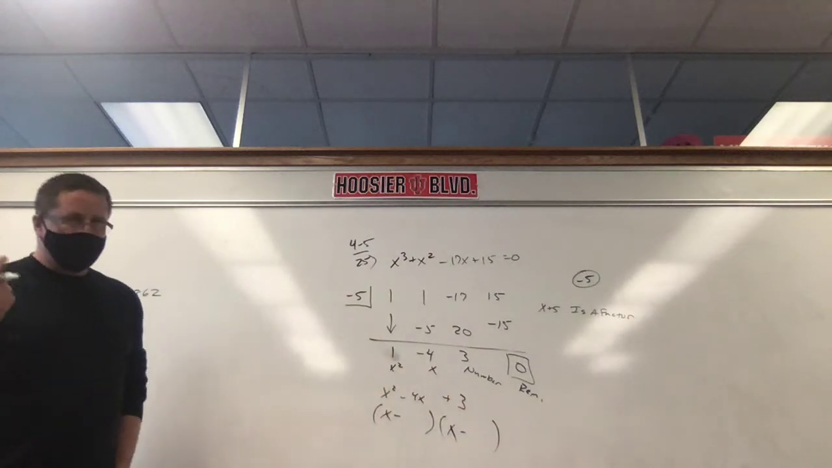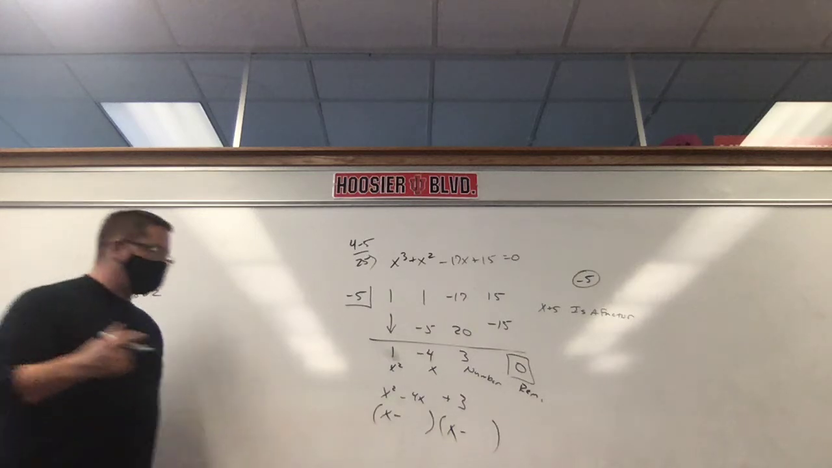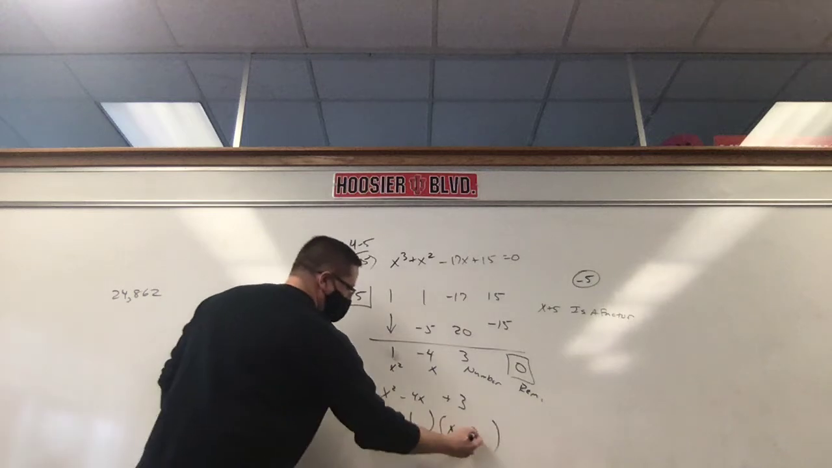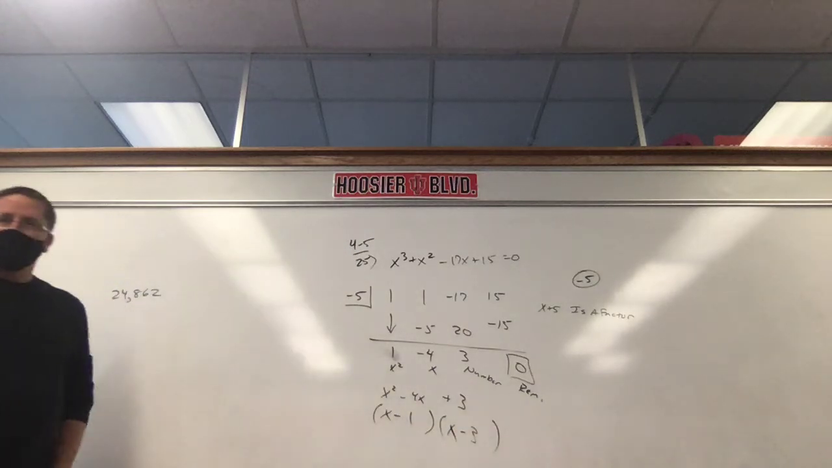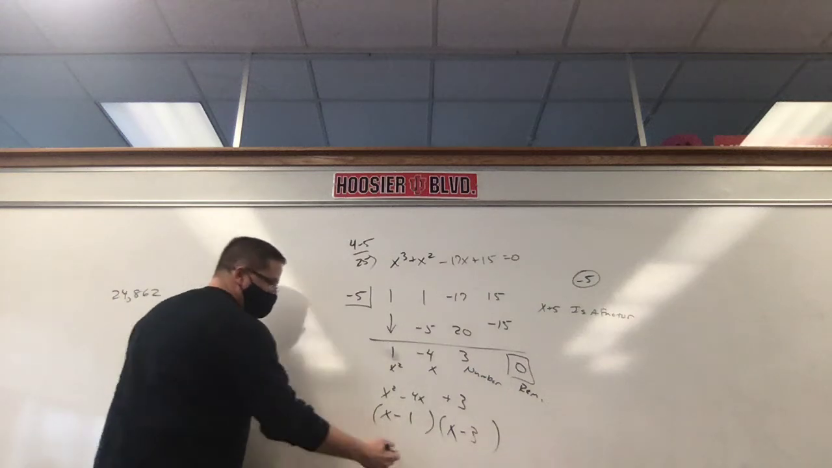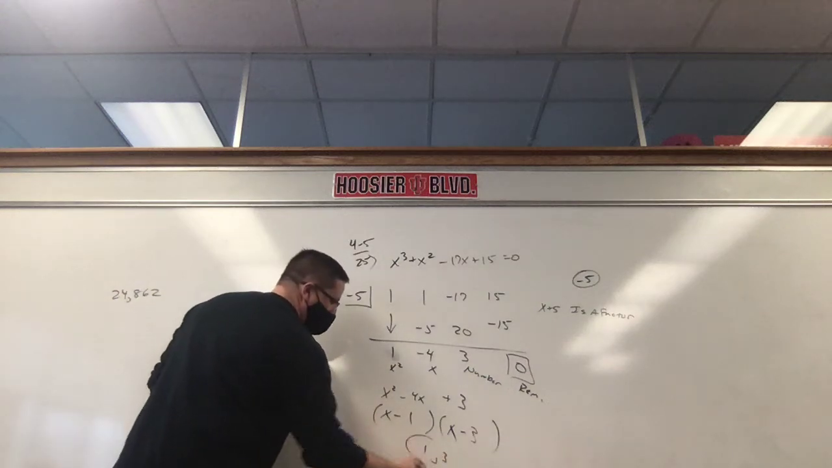There's only one way to times the 3: 1 times 3, and then it adds to 4. Is it 1 and 3 or 3 and 1? Doesn't matter. So what are the other 2 answers? Positive 3 and positive 1.